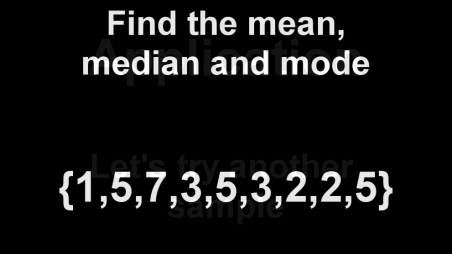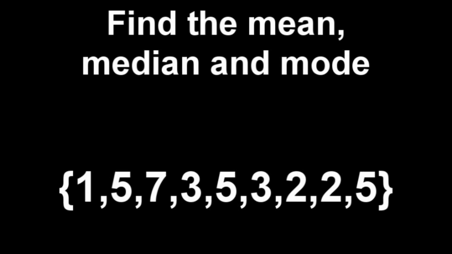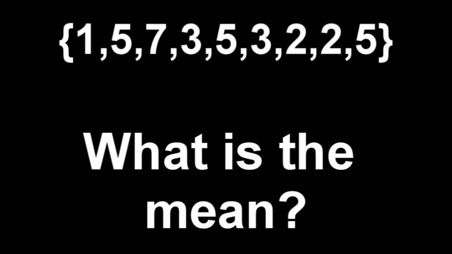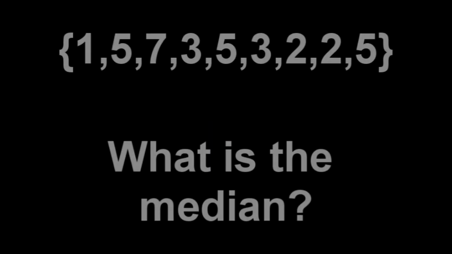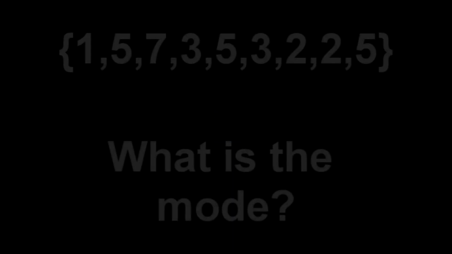Let's see if you learned our topic. Find the mean, median, and mode of this dataset: 1, 5, 7, 3, 5, 3, 2, 2, and 5. The mean is 3.3. The median is 3. And the mode is 5.